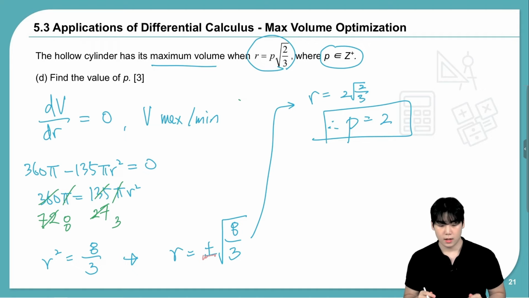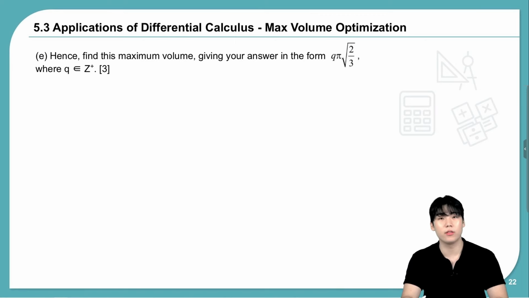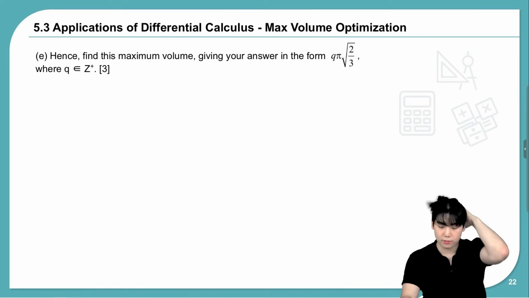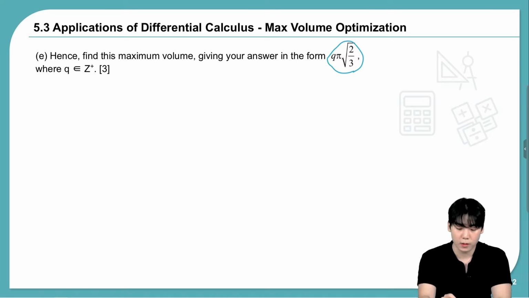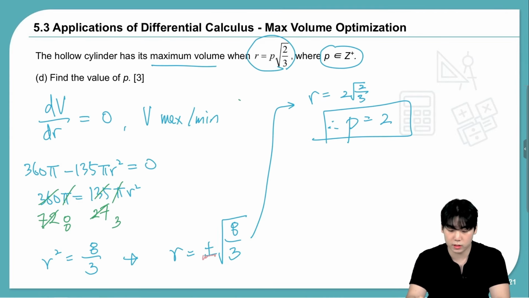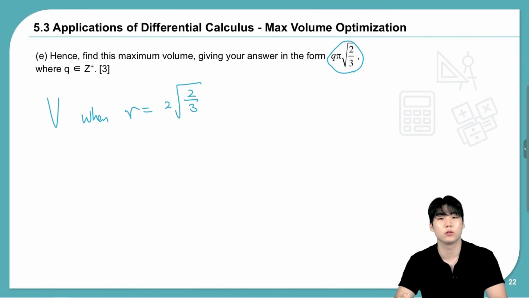Okay. And moving on to the last question. Hence, again, another hence question. They said find the maximum volume, giving your answer in the form blah, blah, blah. We need to find the maximum volume. So that means basically find V when r is equal to, what was it? 2 root 2 over 3. So let's try to find the volume in that case.